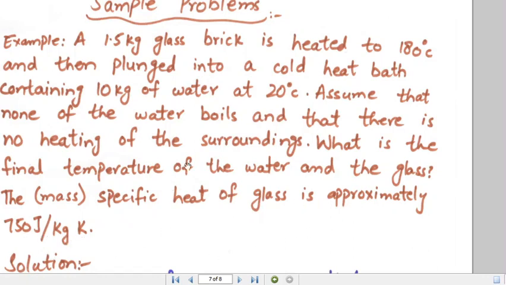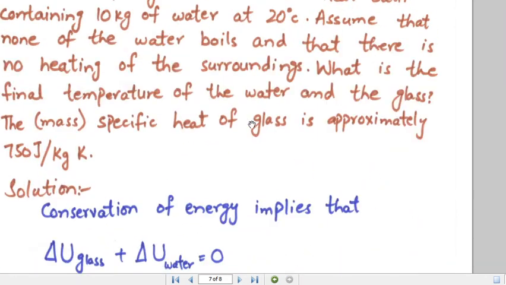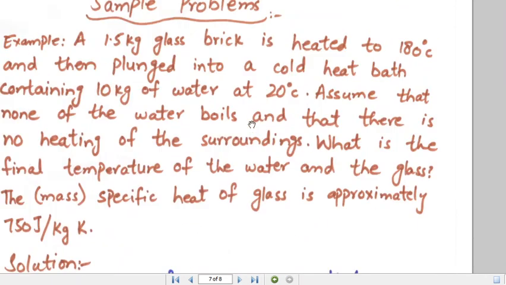So what you are given is that you have a glass whose weight is 1.5 kilograms, and it is at 180 degrees Celsius. The second object is water, which is at 20 degrees Celsius, and you are going to add this brick of glass into water, and you are asked to find out the final temperature of the system.